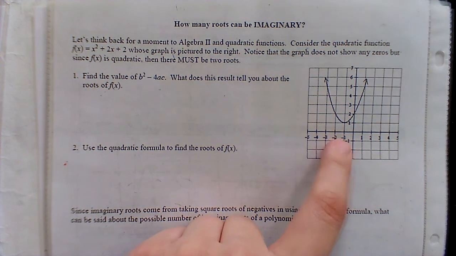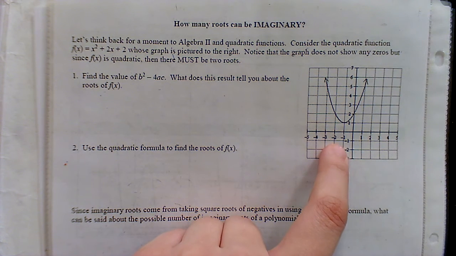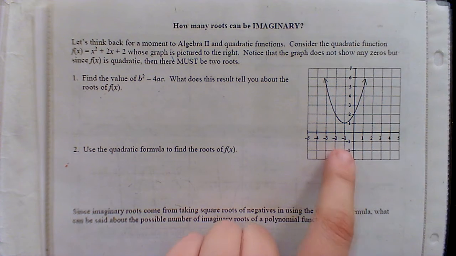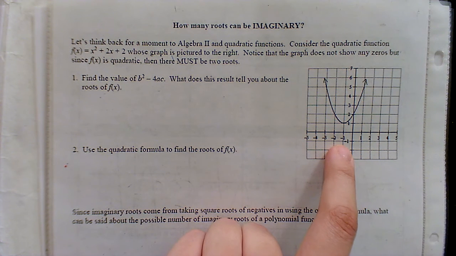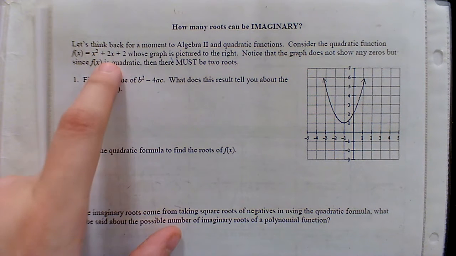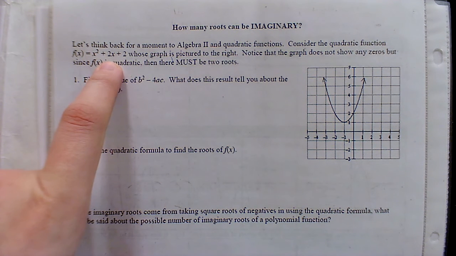So take a look at this graph. We know this is quadratic. It's a parabola. Here's the specific equation, if you want to look at it. But notice how this graph doesn't have any real x-intercepts. We did not graph any. But if it's a quadratic, how many x-intercepts should it have?